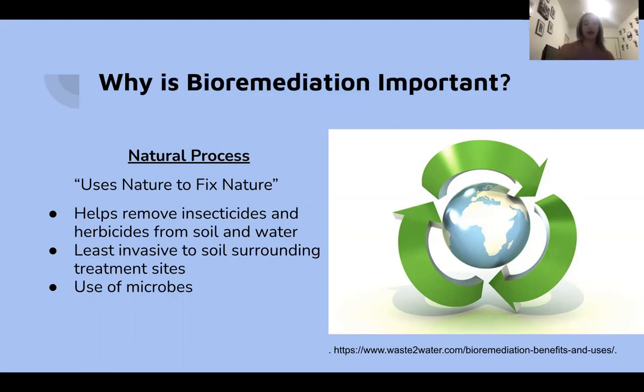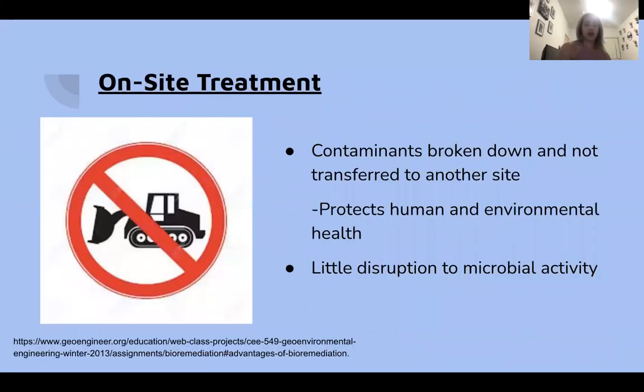All right, next slide. Bioremediation techniques are often performed on site, not always, but this is very important because the microbes break down the toxins in the soil without having to move it, which protects humans and environmental health because the toxins do not need to be moved. There's also little disruption to the soil, and that's important because microbial activity can occur as it regularly does. Next slide.